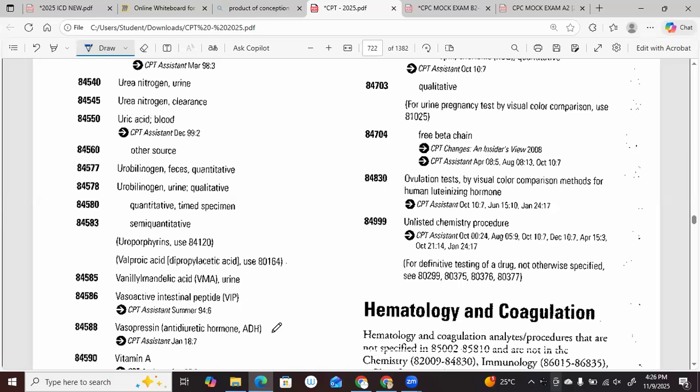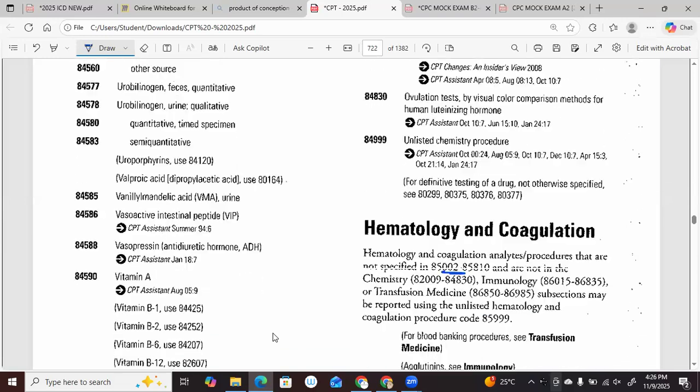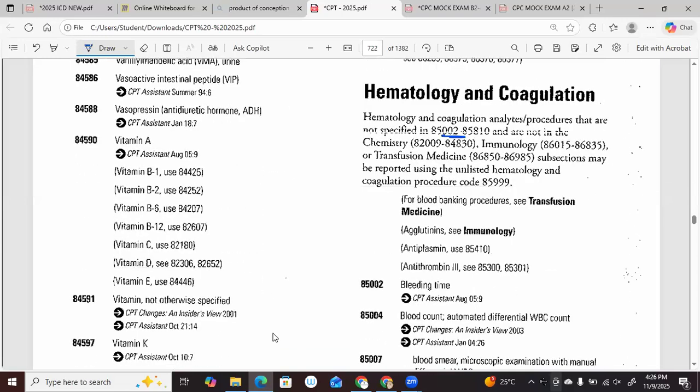Okay, we can refer to the hematology and coagulation section also. When blood counts are used to evaluate and diagnose diseases or any other abnormalities related to the blood or bone marrow, then we have to use a code from the series 85002 to 85999. So any condition related to blood counts, blood or bone marrow, we have to use a code from this series.